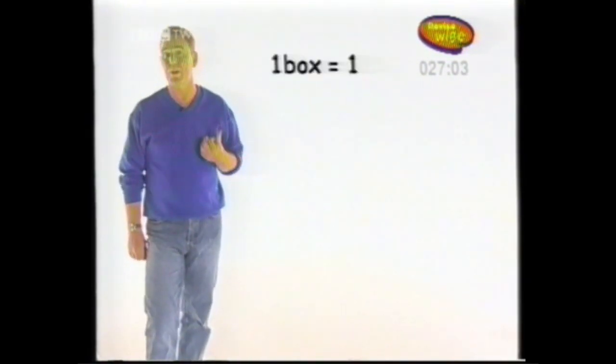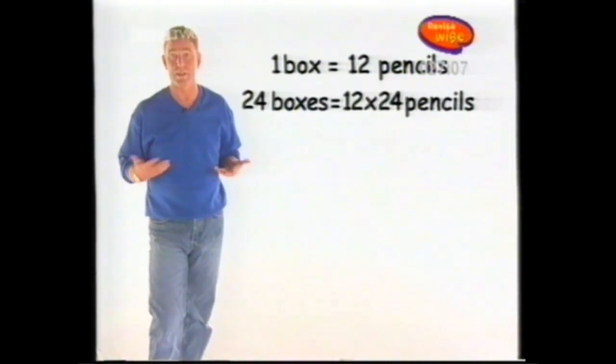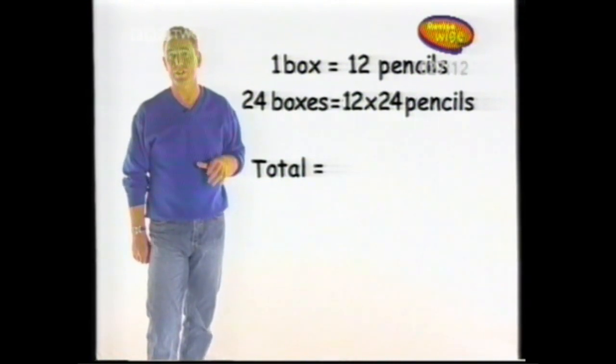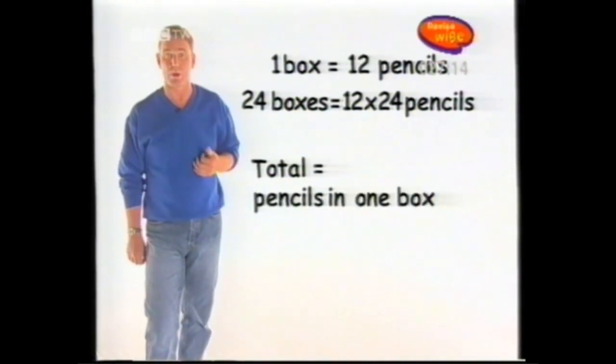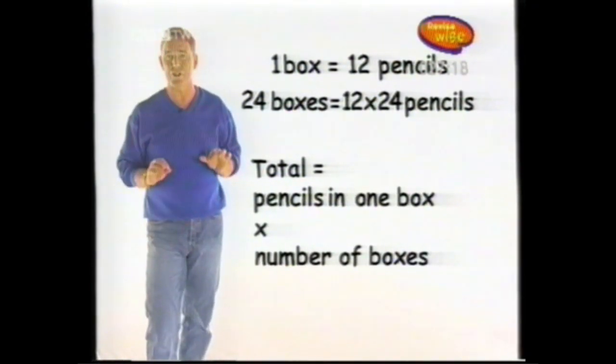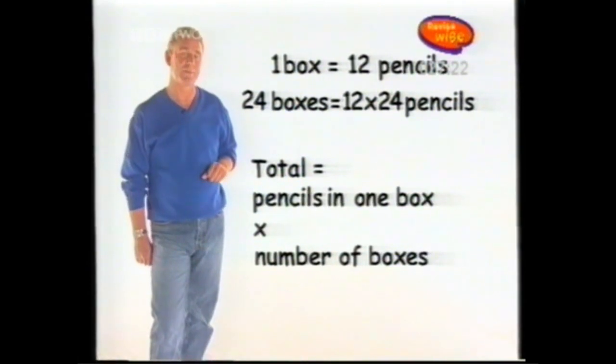In our program on problem solving, we worked out that if there are 12 pencils in one box, then in 24 boxes, there are 24 times 12 pencils altogether. The total number of pencils is the number of pencils in one box multiplied by the number of boxes. Now that's true however many pencils there are in each box and however many boxes.